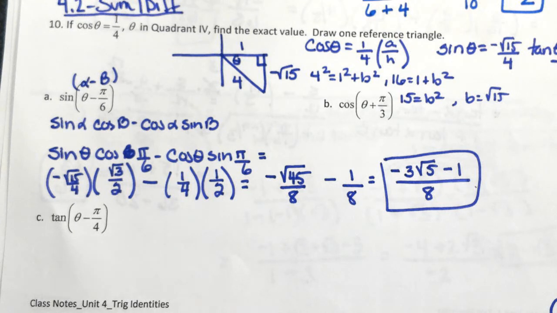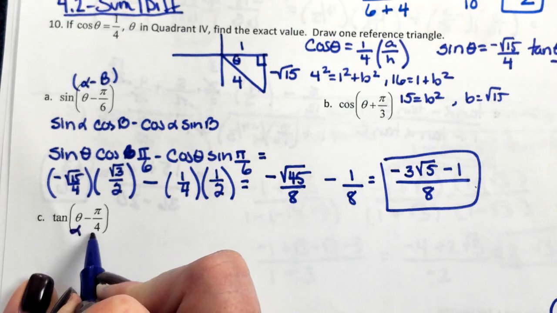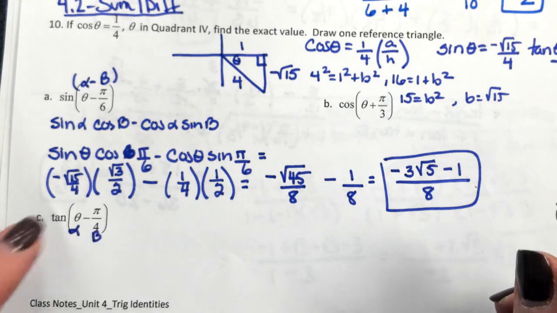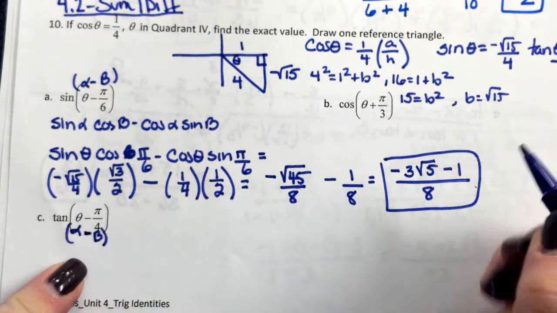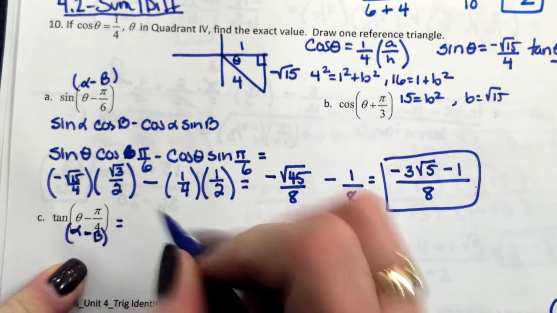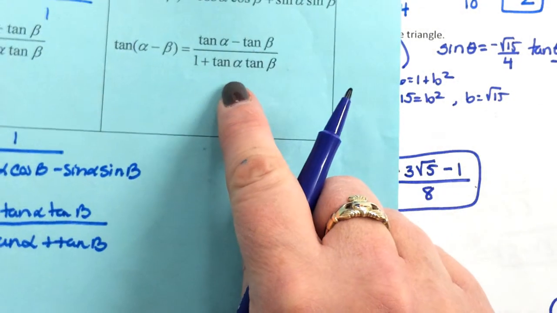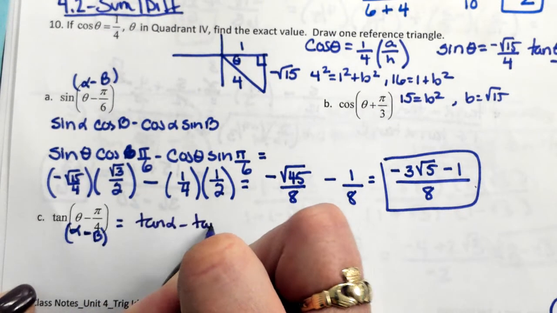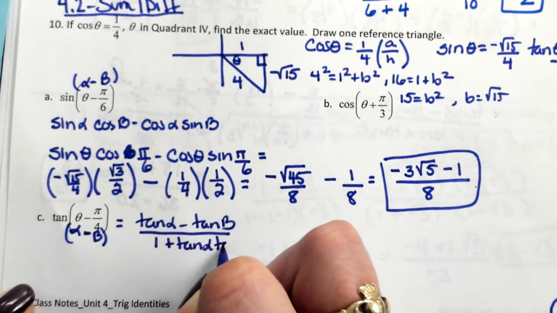Okay. So now looking down here at C, your favorite, tangents. The tangent, again, tangent of theta. So I'm going to call theta my alpha, pi over 4 my beta. What am I doing between these two angles? I'm subtracting. So what I want to do on my blue sheet is look at the tangent difference formula. On my blue sheet, my tangent difference formula is the tangent of alpha minus tangent of beta all over 1 plus tangent of alpha, tangent of beta.